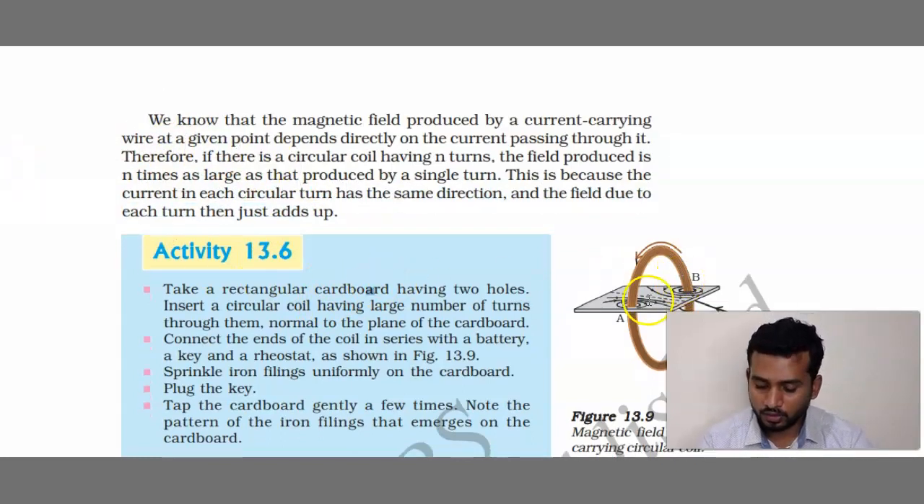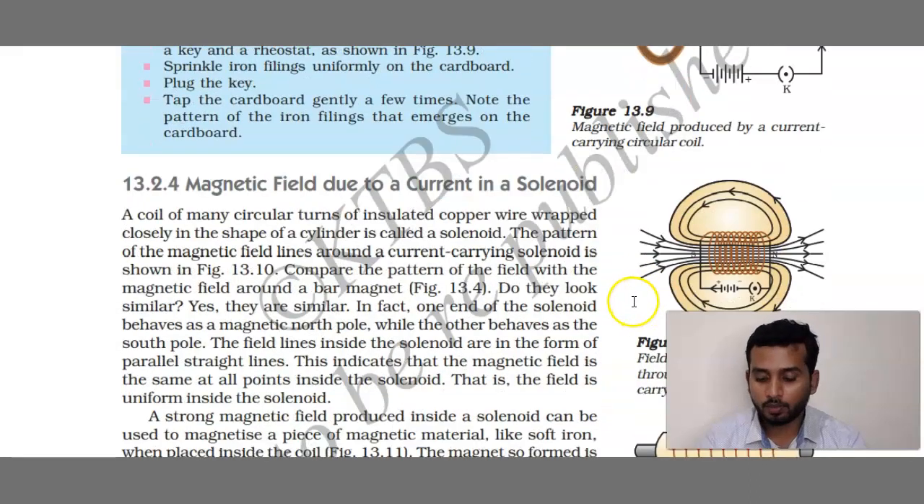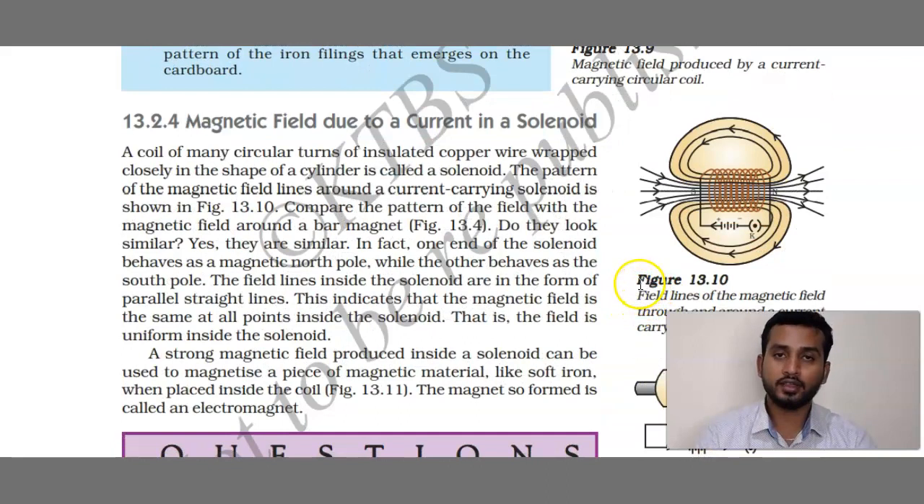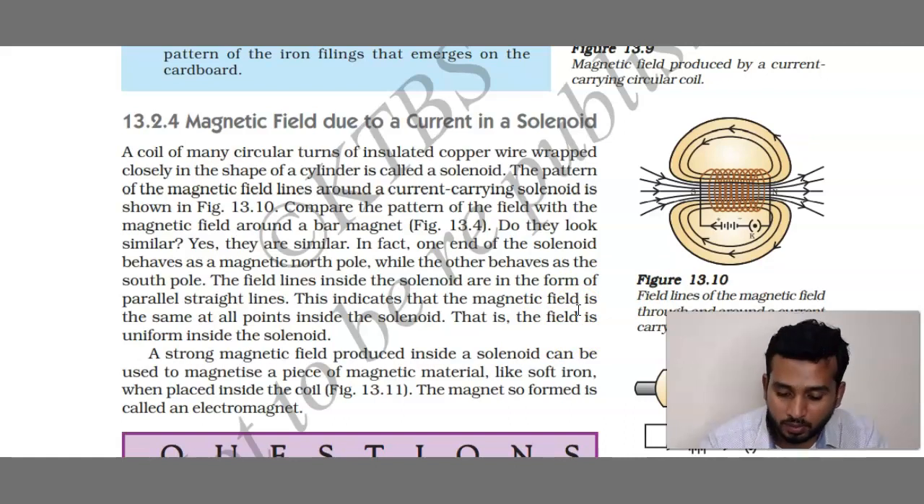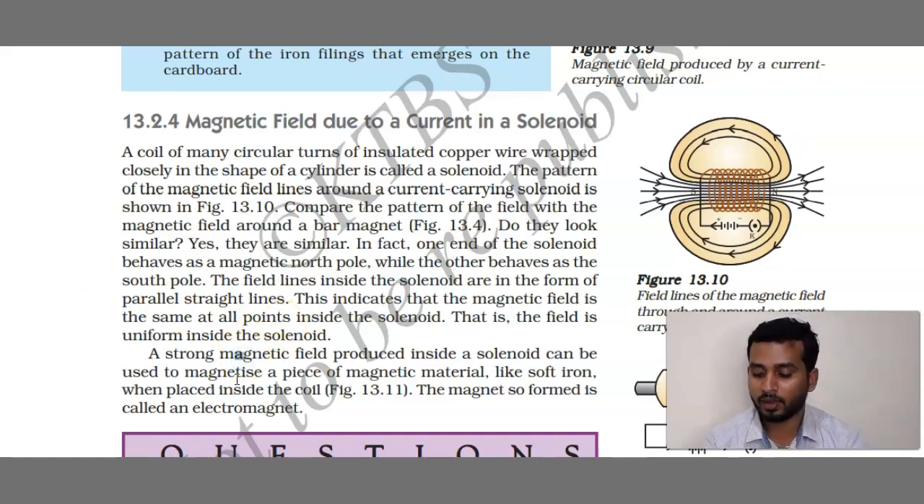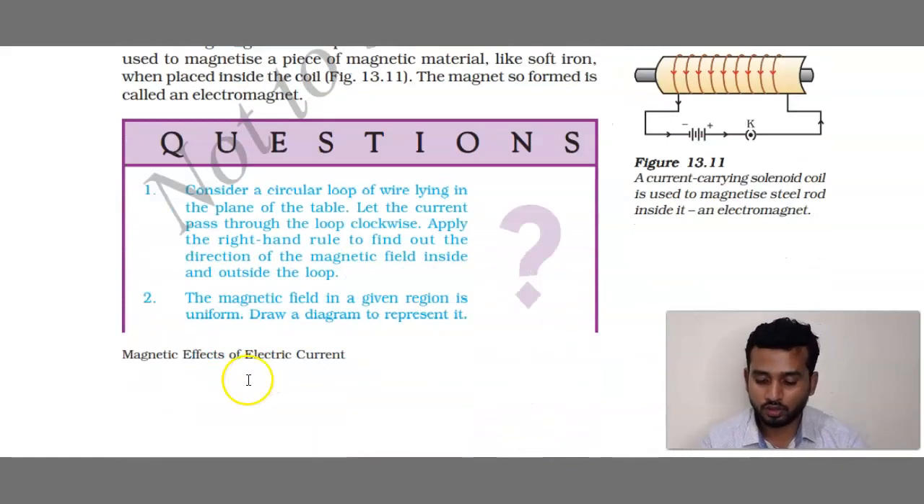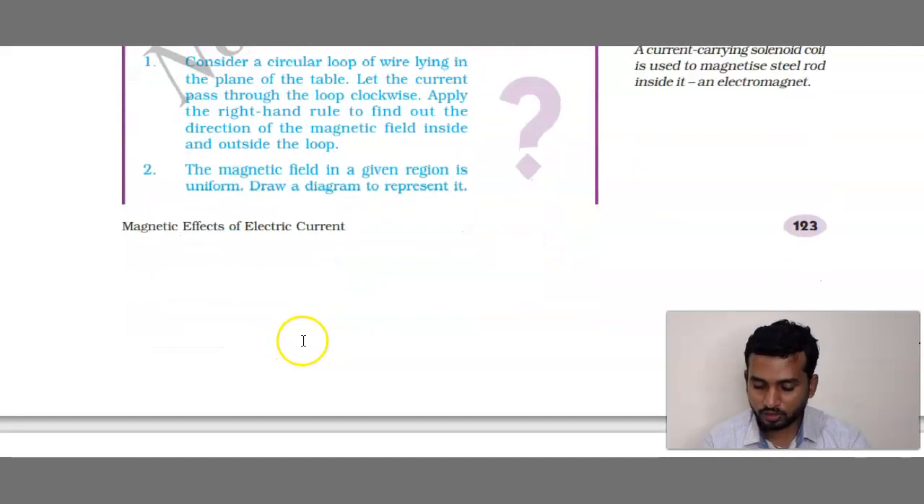Is this clear? And next, a very important topic: the magnetic field due to current in a solenoid. You have to study this topic. I can't say in what way the questions can be asked, but definitely you can expect a question from the topic of solenoid and electromagnet, and their uses also you need to write, and you can answer these questions.